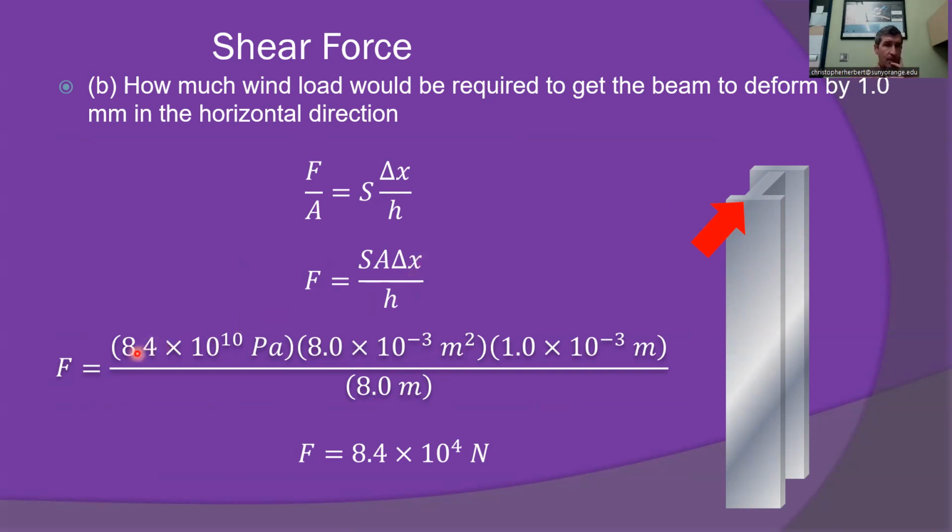And we see that for mild steel, its shear modulus is 8.4 times 10 to the 10 pascals. Cross-sectional area, 8 times 10 to the minus 3 meters squared. We want to see how much force to move 1 millimeter. For an 8-meter beam, it would take 84,000 units of force.